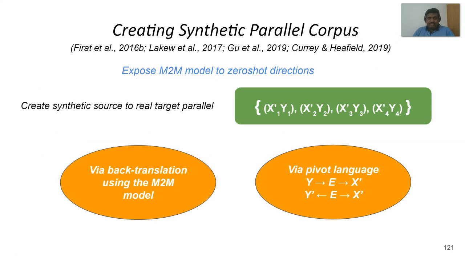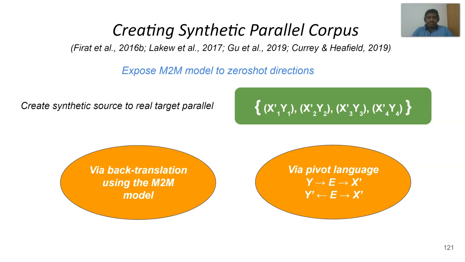So as I just mentioned, one way of doing zero-shot translation is to use a synthetic parallel corpus. So how do we do that? We already have a many-to-many model trained on English-centric data. How can we expose the model to the zero-shot directions? We can just use the trained many-to-many model to generate training data for the zero-shot direction using back translation.